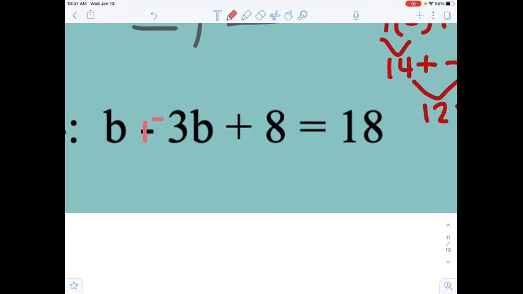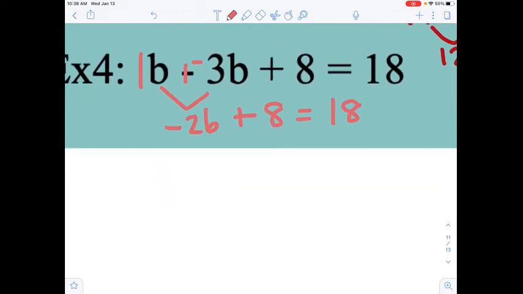Then I can't distribute, but I can combine like terms. Right now I have a b plus -3b. Remember, when there's no number in front of a variable, there's really a hidden 1. So this is like 1b take away 3b. So this leaves me with -2b plus 8 equals 18.